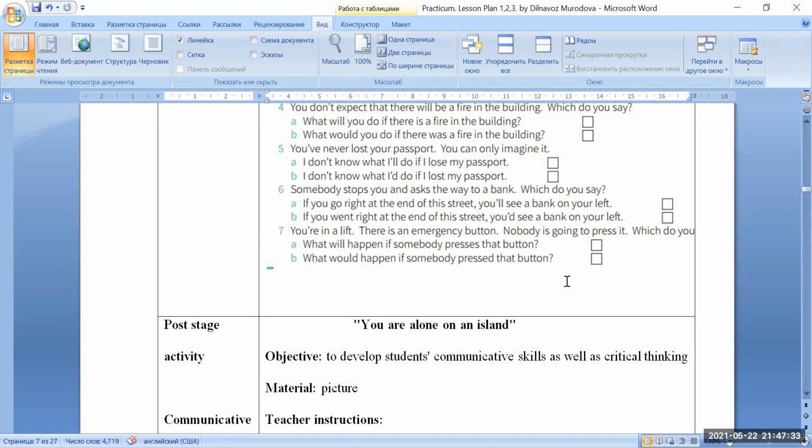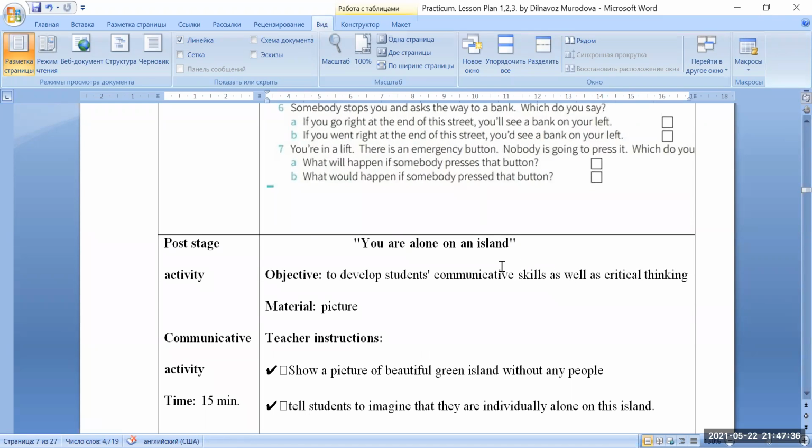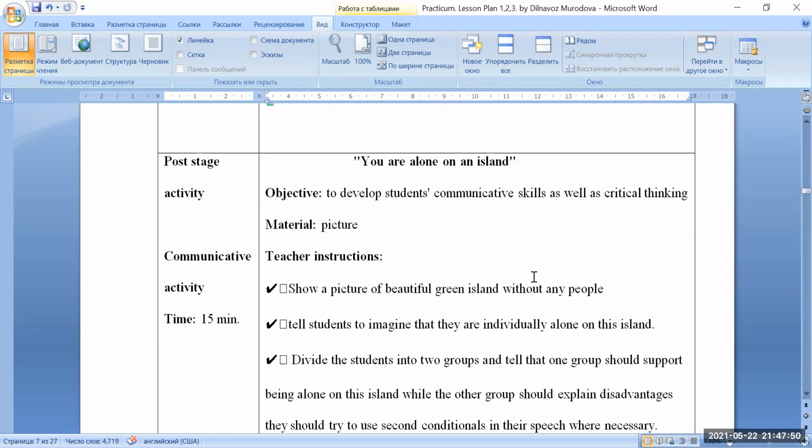Okay, guys, thank you very much for your activeness. In my opinion, you have done your best. And now we're going to conduct another activity. It is much more communicative. Now, I'm going to show you one picture, just a minute.